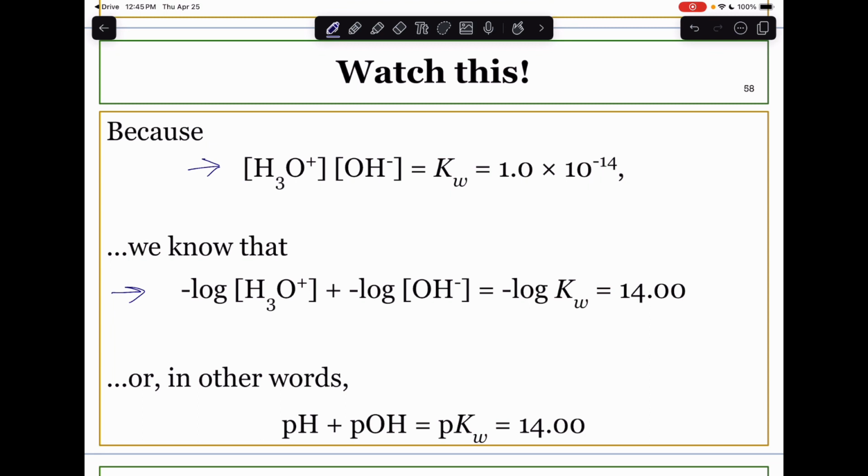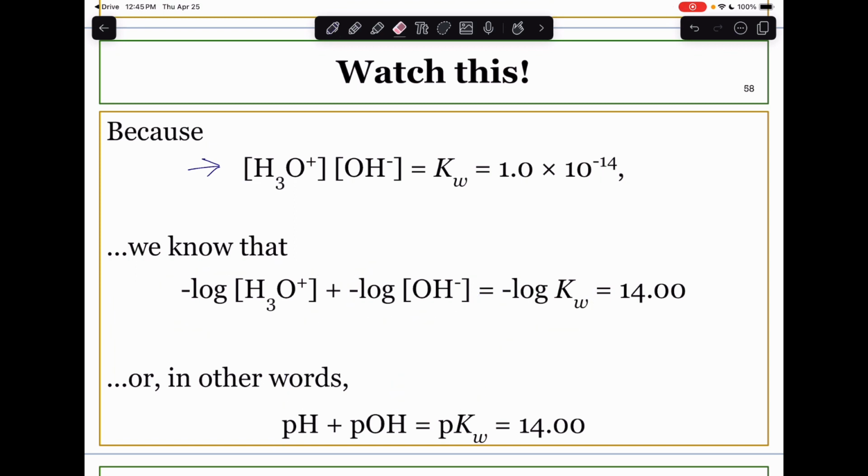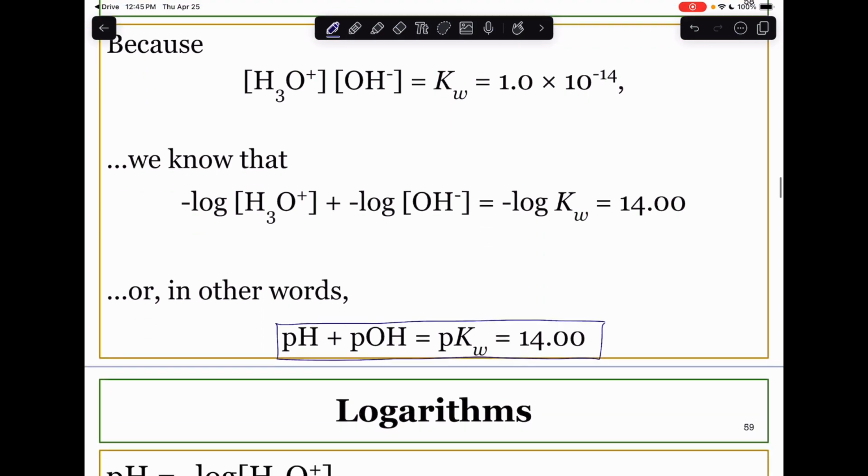Negative log of H3O+ plus negative log of OH- is equal to negative log of Kw, which is equal to 14. Now, if you notice, negative log of H3O+ is also equal to pH. And negative log of hydroxide is equal to pOH. And negative log of Kw is equal to pKw, which is 14. You don't need to know how to derive all of that math. You just need to notice that this equation is on the back of your periodic table: pH plus pOH of any one solution is equal to 14.